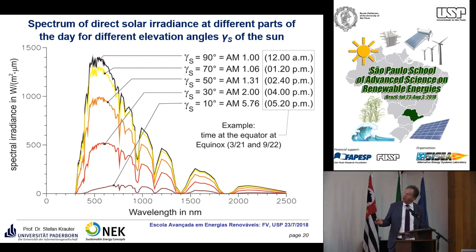This is due to this effect by this air mass, because it doesn't absorb equally, it absorbs the blue part a bit stronger than the red part. And here for the intermediate, you see this. Why am I telling you this?